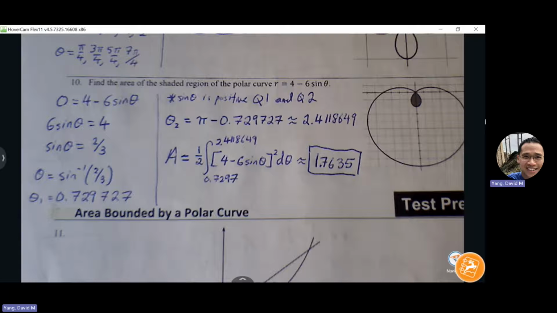But if I want to find something that is in the second quadrant, which is between pi over 2 and pi, I have to have something in that range of 1.5 to 3.14. So to find the angle, I have to do pi minus 0.729 to find the angle that's associated with sine in the second quadrant.